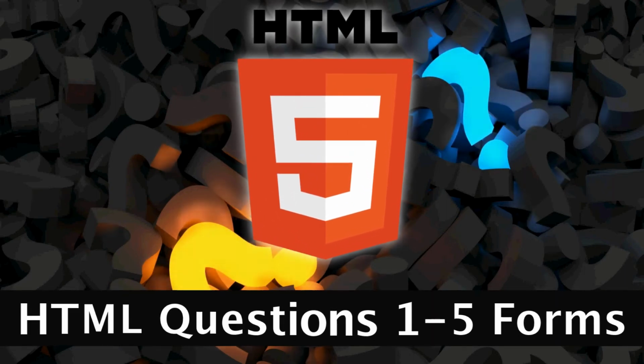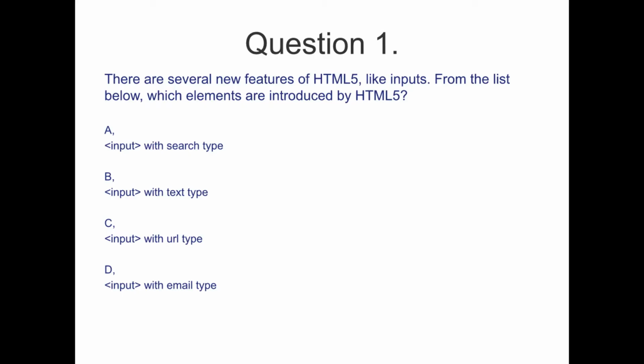So the first question is going to be, there are several new features of HTML5, like inputs. From the list below, which elements are introduced by HTML5? So the first option is A, input with search type. B, input with text type. C is input tag with URL type. D is input with email type.